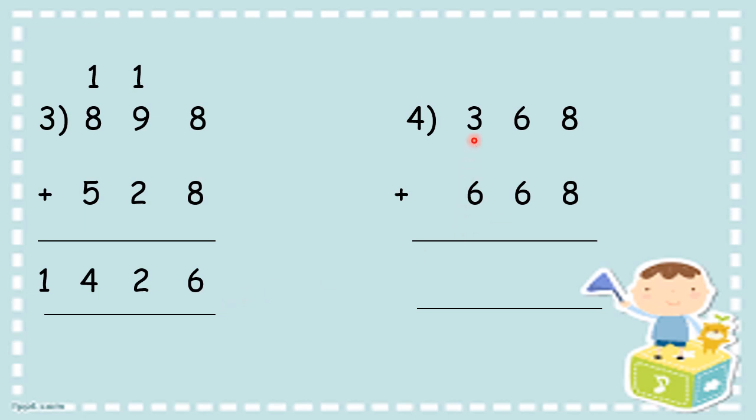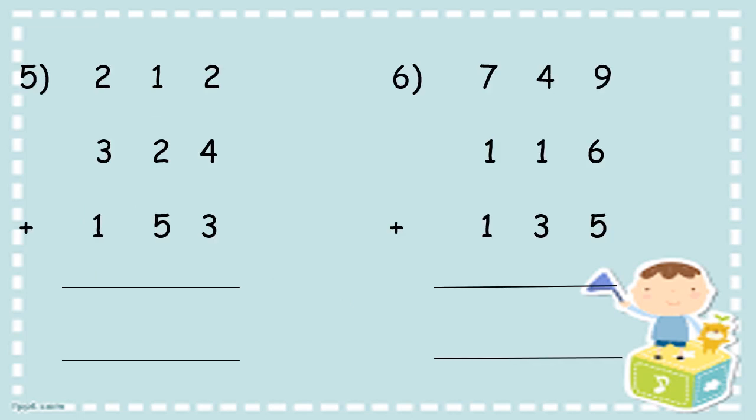Next sum, add 368 plus 668. First 8 plus 8 is equal to 16. So 6 we have to write here and 1 has to be carried over to tens place. So 1 plus 6 plus 6 equal to 13. In 13, 3 has to be written here. 1 has to carry over to hundreds place. So 1 plus 3 plus 6 is equal to 10. So the answer is 1036.